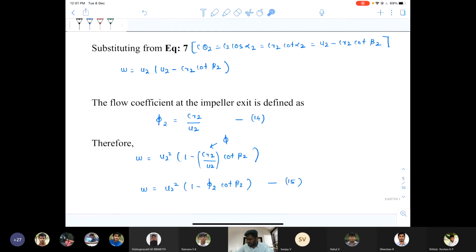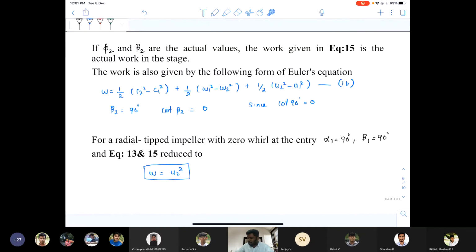That is, if beta 2 is 90 degree, the entire equation 15 will become W is equal to U2 square. Okay, this is the stage work which is done in the centrifugal compressor.